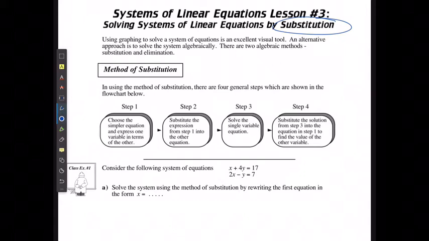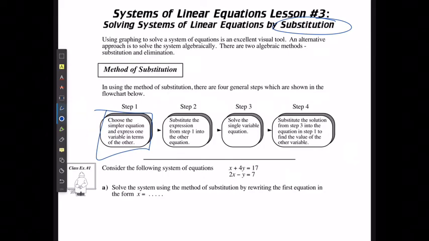Now, if we're doing it through substitution, we're going to choose one of the equations, typically the simpler equation, because more often than not there's going to be one equation or the other that's going to be easier to isolate a variable. We're going to isolate the variable in that equation, and we're going to substitute the entire expression for what that variable equals into the variable spot in the other equation, making sure that we use brackets. Then we're left with just one equation with one variable in it.